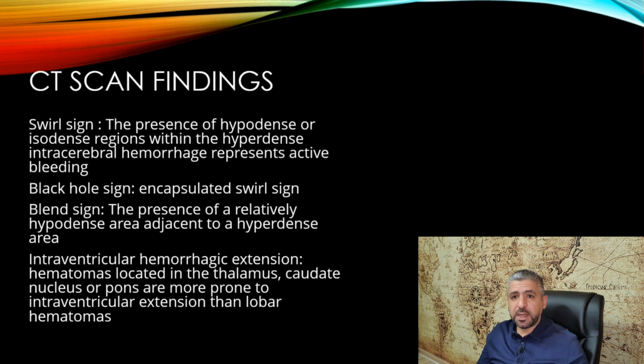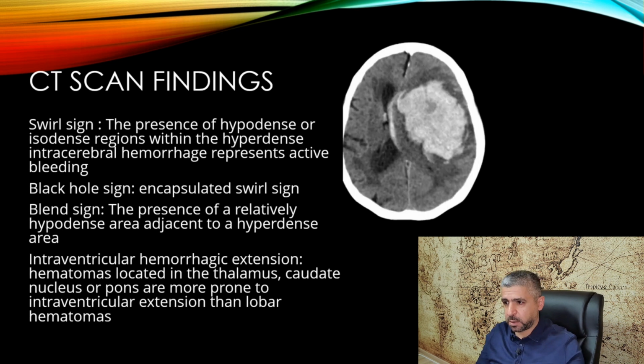Here we have a few signs that we need to know in order to describe the hemorrhage in a good way. First of all, we have the swirl sign, which is the presence of hypodense or isodense regions within the hyperdense intracranial hemorrhage, which represents active bleeding.